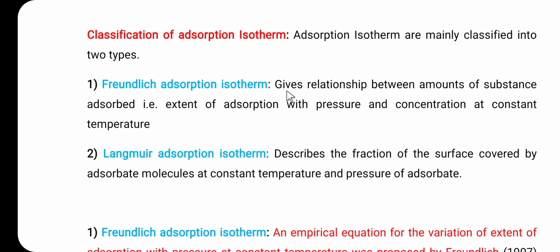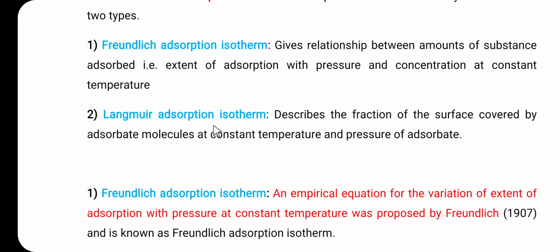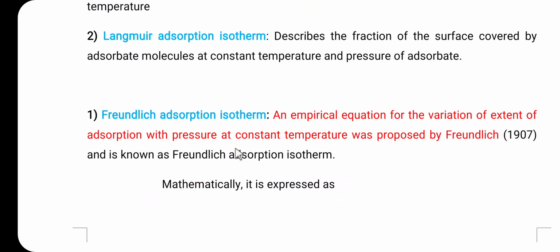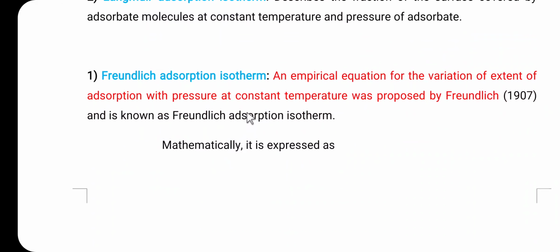Here, the Freundlich adsorption isotherm gives a relationship between the amount of substance adsorbed, that is the extent of adsorption, with pressure and concentration at constant temperature. The Langmuir adsorption isotherm describes the fraction of the surface covered by adsorbate molecules at constant temperature and pressure of adsorbate. Let us discuss one by one. In today's lecture, we are going to discuss only the Freundlich adsorption isotherm.